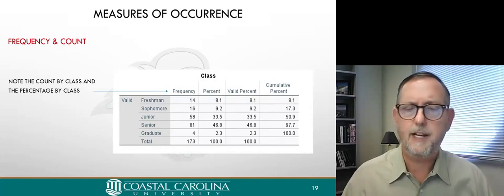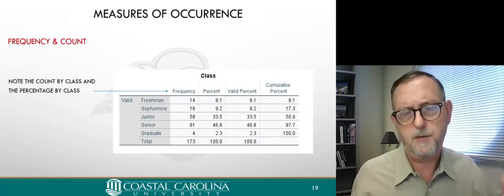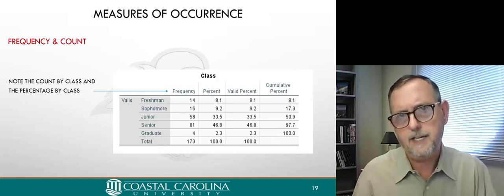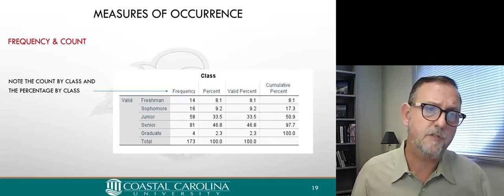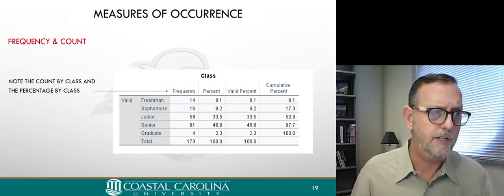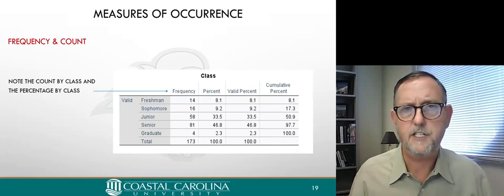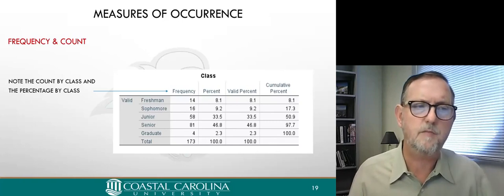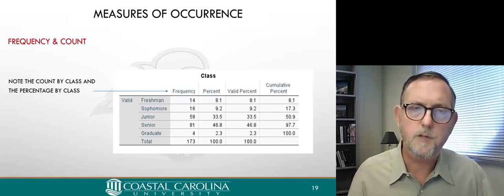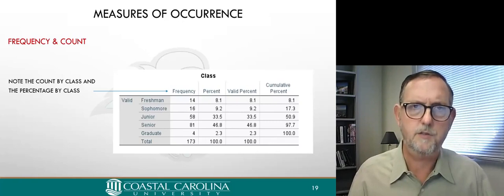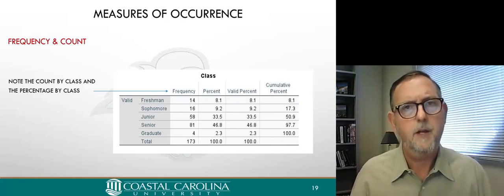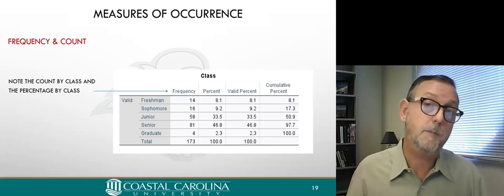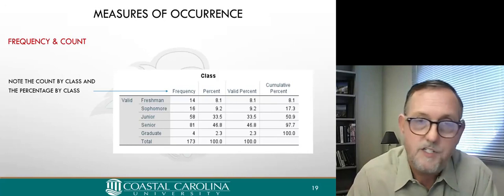Once you do that, you're going to get an output from SPSS. It'll be a separate window that appears, and this is the data results. We asked for frequency, and so you can see that by freshman, sophomore, junior, senior, and graduate students, we have a count. There are 14 freshmen, 16 sophomores, 58 juniors, 81 seniors, and 4 graduate students who completed this question. We also have the percentage of those respondents in each group as well.